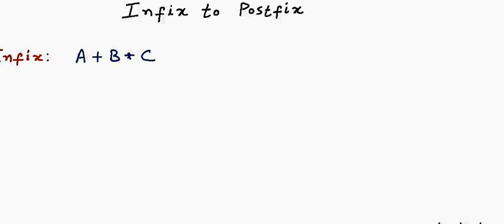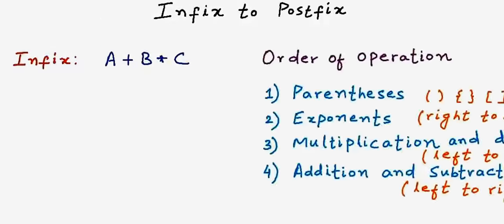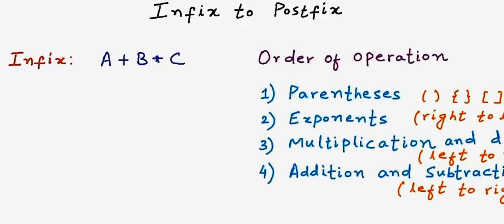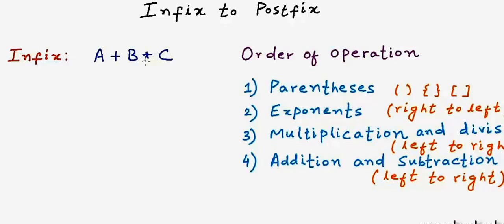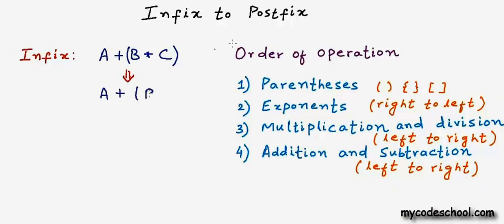To convert an infix expression to postfix, we apply operator precedence and associativity rules. Let's do the conversion for this expression that I have written here. The precedence of the multiplication operator is higher. So we will first convert this part, b asterisk c. b asterisk c will become bc asterisk. The operator will come after the operands.